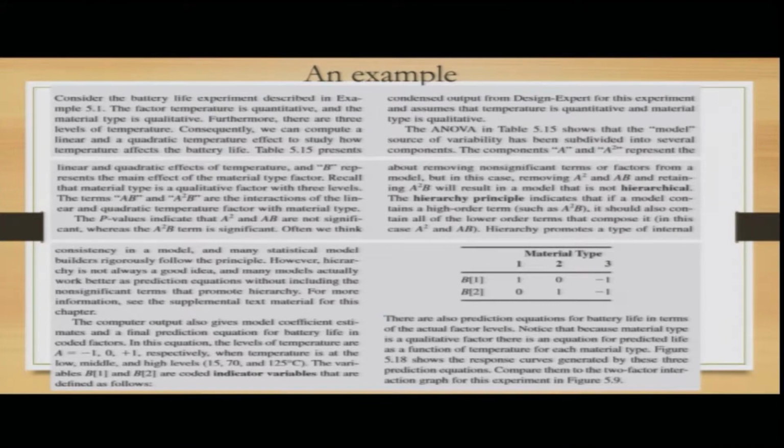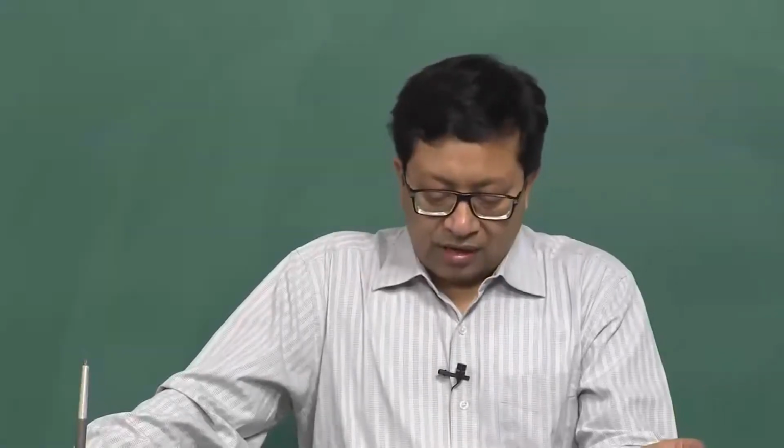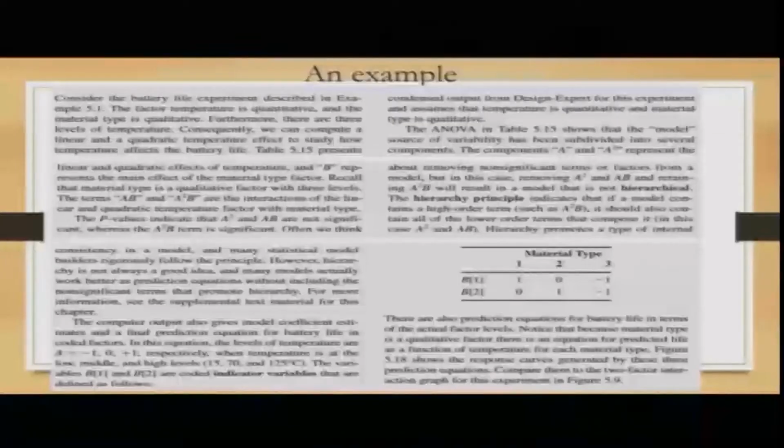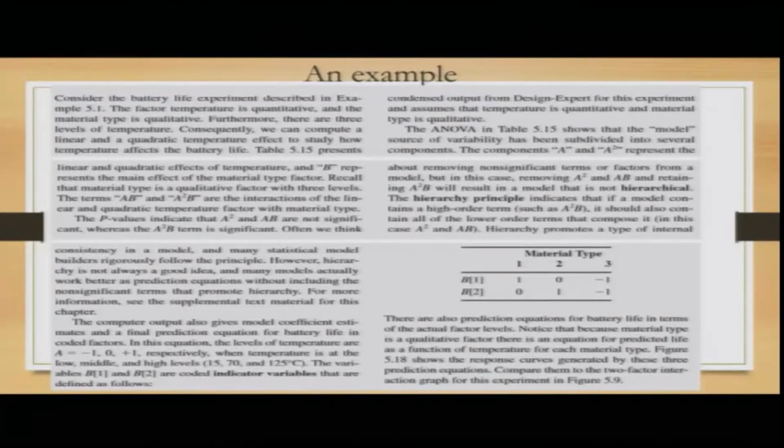So, table 5.15 represents the linear and quadratic effect of the temperature, and B represents the main effect of the material type factors. Let us recall that the material type is a qualitative factor with three levels. So, consider the terms A into B and A square into B, depending on the level of significance we think A would have, which would denote the interaction of the linear and the quadratic type, where A and B is basically a linear relationship between A and B.